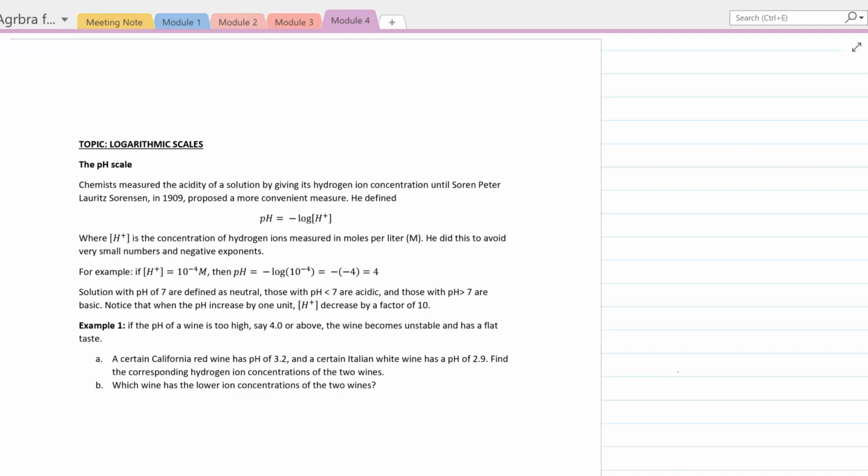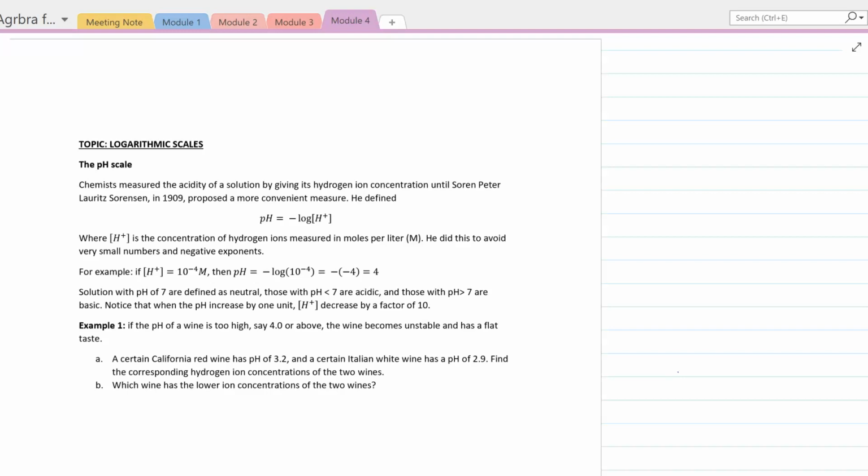For example, if H is 10 to the negative 4, then the pH is 4. A solution with a pH of 7 is defined as neutral, those with less than 7 are acidic, and those with more than 7 are called basic. Note that when the pH increases by 1 unit, the hydrogen concentration decreases by a factor of 10. So let's take a look at the first example.